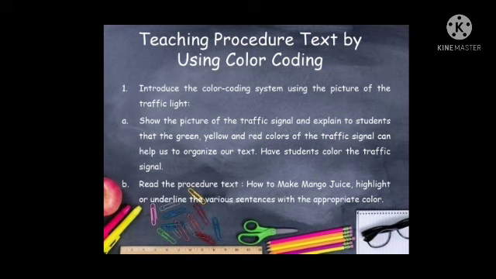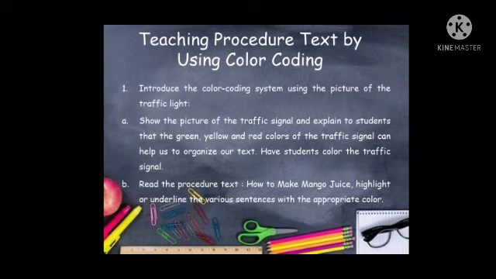And next is teaching procedure text by using color coding. Number 1. Introduce the color coding system using the picture of the traffic light. The first step is to show the picture of the traffic signal and explain to the students that the green, yellow, and red colors of the traffic signal can help us to organize our text. Have students color the traffic signal.